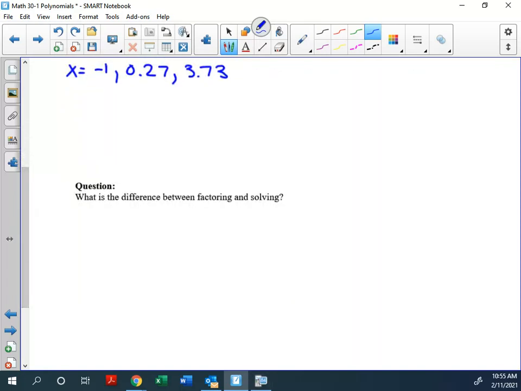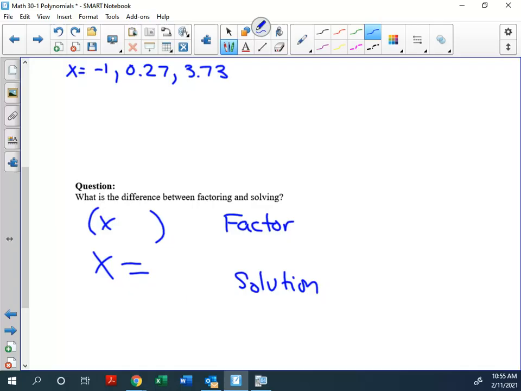Okay, what's the difference between factoring and solving? Factors look like this. Solving looks like this. So that's why I say be really careful and read what you're being asked. Do I want the factor form or do I want the solution form? So the solution is an interpretation of the factor.